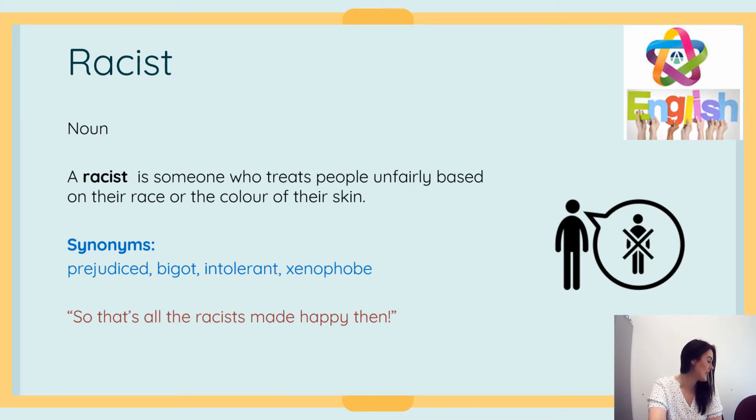The word racist. A racist is someone who treats people unfairly based on their race or the colour of their skin. People sometimes use that word too casually, but if someone is considered a racist, it's because they treat someone differently because of the colour of their skin or their race or their religion. So that's what a racist is. Synonyms for that are prejudice, bigot, intolerant or xenophobe. Xenophobe's a really big word there, isn't it? "So that's all the racists made happy then."